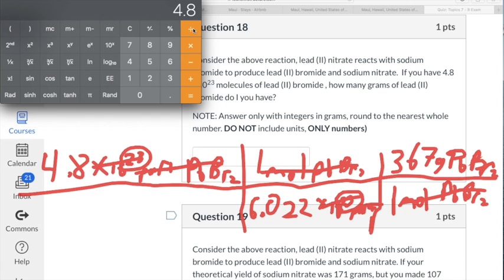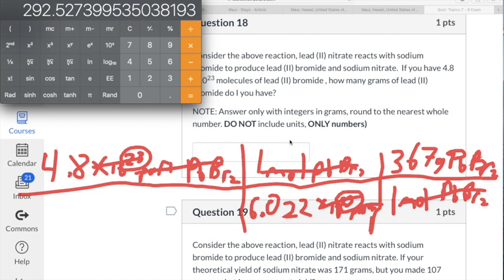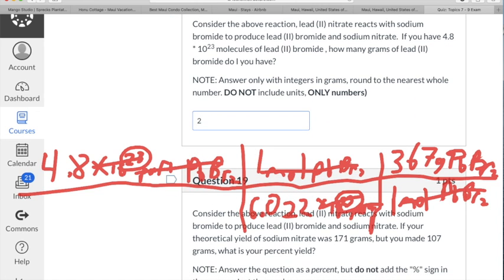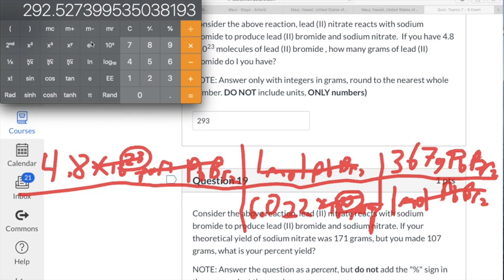So 4.8, divide that by 6.022, and I'll multiply all that by 367. And I'll end up with 292.53 grams. It says nearest whole number, so I'll just do 293. 292.5. So yeah, 293 grams.